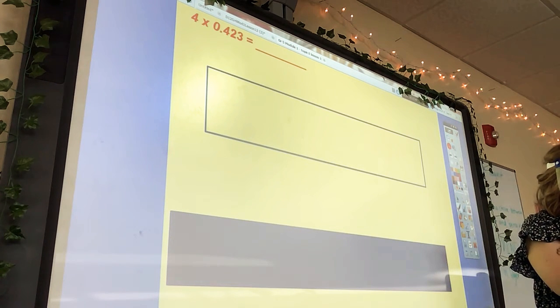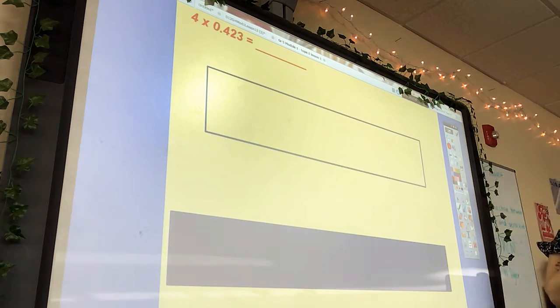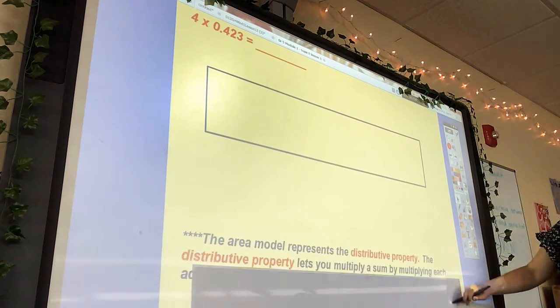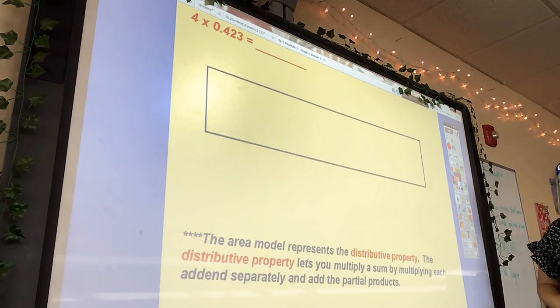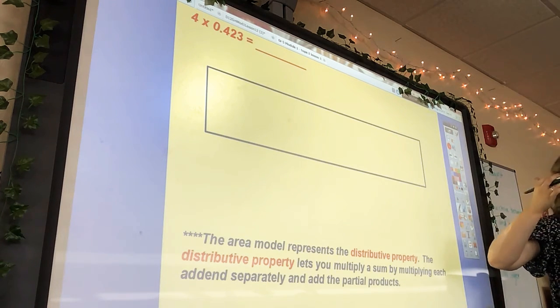Okay. Great. So I'm going to do this really quick, and then I will have you write it in your notebook after, and then have you practice with one, and then we'll be done. Sound good? So right here, this little thing says the area model represents distributive property. Hold up. Area model? We can solve multiplying decimals with an area model? Holy cow. Let me show you what it looks like.